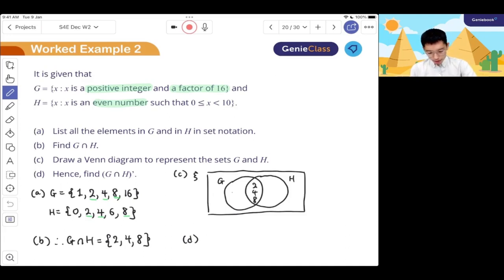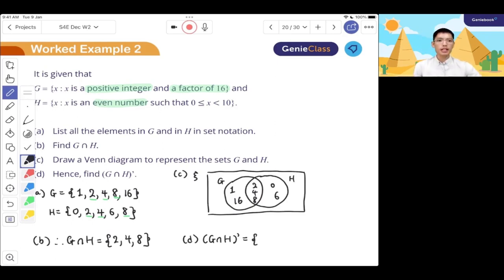The rest of the leftovers, G should be here with my 16 as well. H should be on the other side, 0 and 6 as well. Now, if I want to find the complement of this, can anybody tell me what will be an element in this set? Give me an answer. What would be an element in this particular set that I have? Just list down an answer, or if you want to list all, I'll give you some time before I go on.